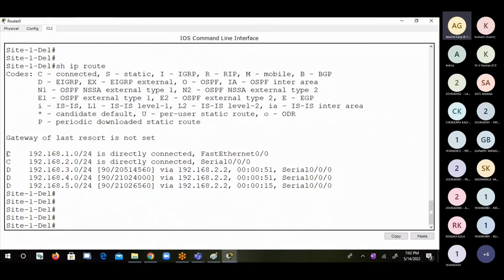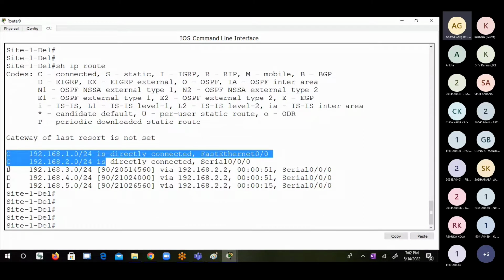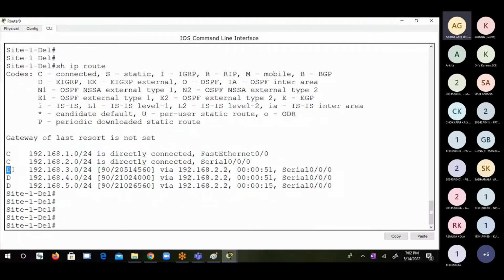So I have two networks connected. D is DUAL algorithm, which is for Eigrp. I'm getting 3.0, AD value is 90, and the best path which I got from 5 factors: bandwidth, delay, load, reliability, MTU. So this is the FD value, feasible distance via gateway. I got to 4.0, AD value is 90, FD. To reach 5.0, AD value is 90 and this is FD value.